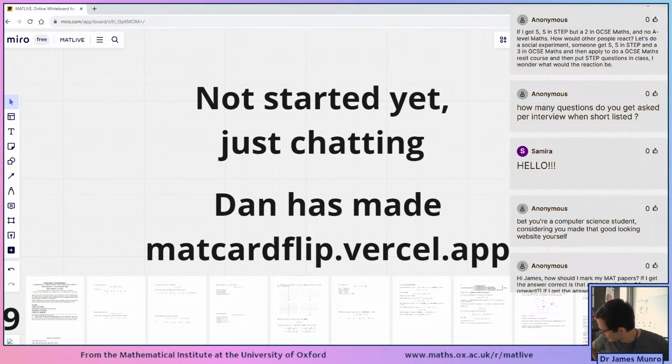So you're asking me to condition on something that's got very low probability, which makes me nervous. Probably something happened in GCSE maths. No, A-level maths or equivalent. How would other people react? Well, I've given that away, I suppose.